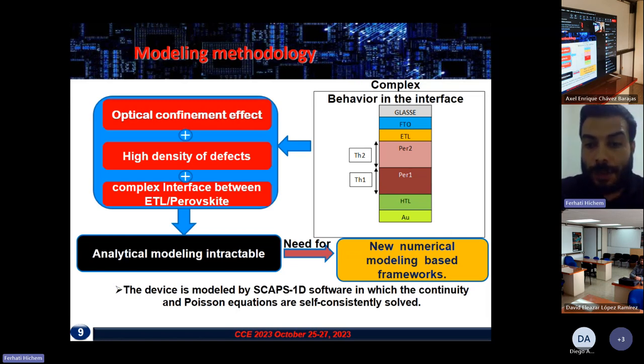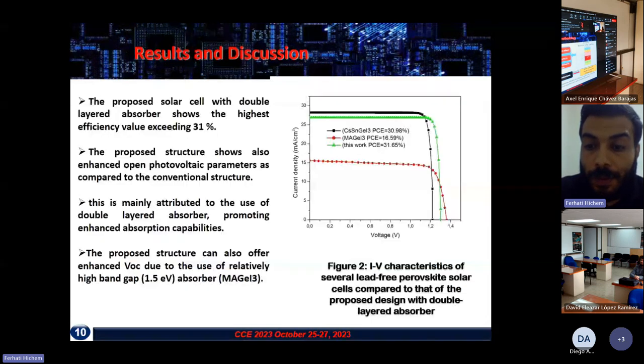This figure shows the current voltage characteristics of several lead-free perovskite solar cells compared to that of the proposed design with double-layered absorber. So we can see from this figure that the proposed solar cell with double-layered absorber shows a higher efficiency value exceeding 31% as compared to the conventional structures.